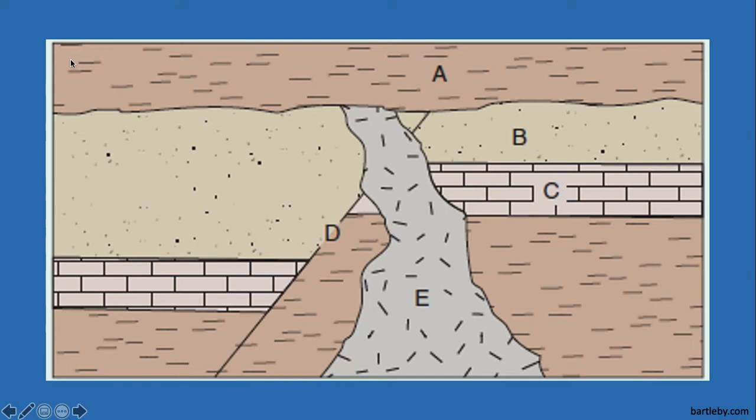This image, just take a look at it, shows some different rock layers. And you can use the relative positions of the rock layers to figure out what happened and be able to tell which rock is older than the other rock.